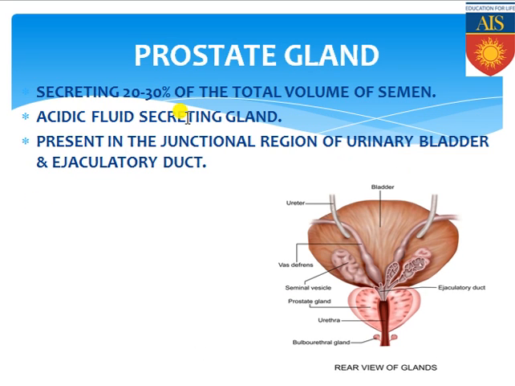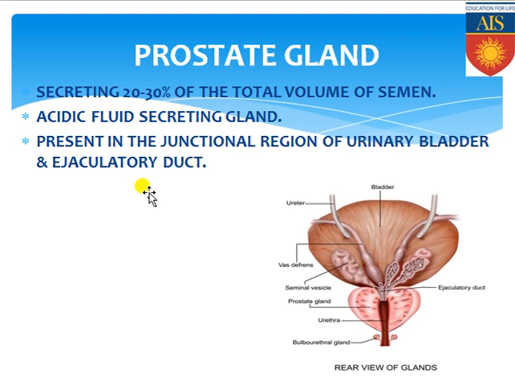Next, the prostate gland. What is about this gland? The prostate gland secretes the remaining 20 to 30% of the total volume of the semen. Keep it in your mind, the secretion secreted by the prostate gland is acidic in nature, and it is present in the junctional region of the urinary bladder and ejaculatory duct. From the figure also you can see properly, if this is the urinary bladder and this is the ejaculatory duct, then in the junction of them there is a heart-shaped, rather if you consider both of the glands from both sides, a heart-shaped glandular structure is formed, and that is known as the prostate gland.